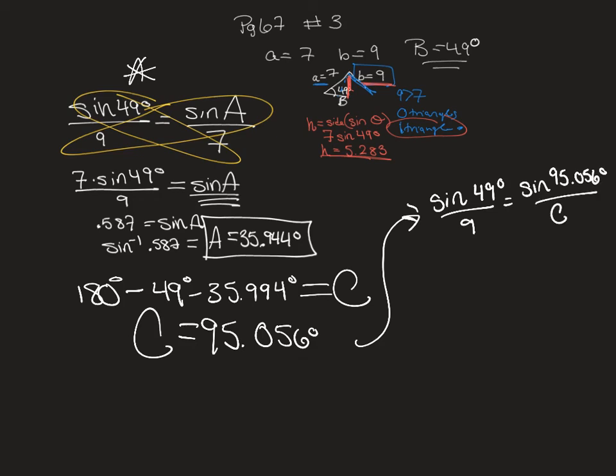And so when you cross multiply, you're going to get 9 sine 95.056 degrees over sine of 49 degrees equals little c. You won't have to arc sine because you're solving for a side this time. You only have to arc sine when you're solving for an angle. So let's type this in our calculator. 9 times sine of 95.056, degree symbol, over sine of 49 degrees. And you should get that side C is 11.879.